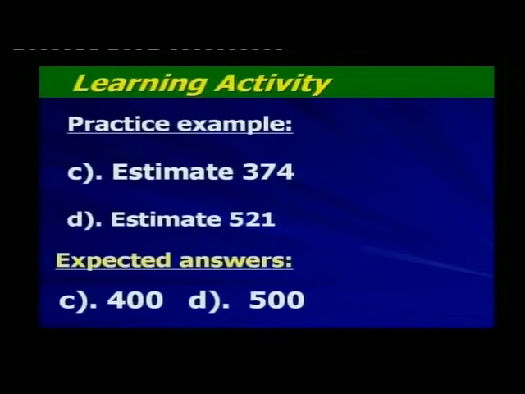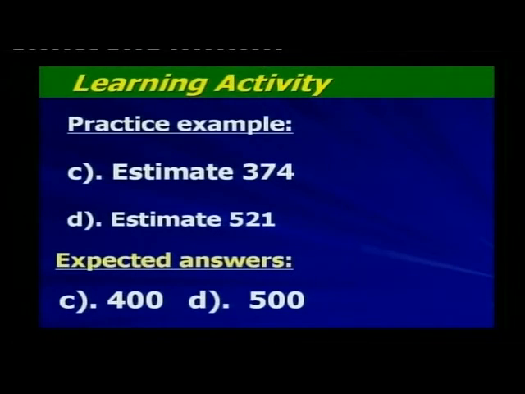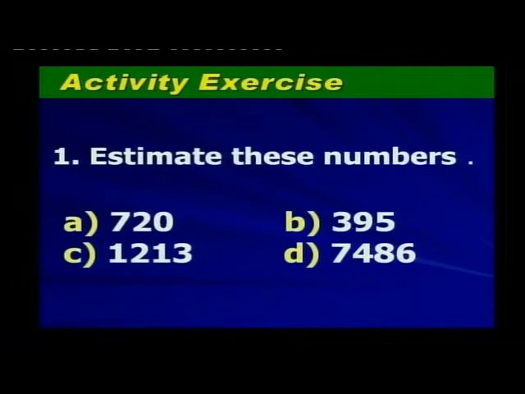Receiving students and 6s, C is 400 and D is 500. You will now go into your activity exercise, and you will be given 5 minutes to at least complete these 4 exercises. Okay, you are to estimate these numbers. So 6s and receiving students, I'd like you to start now.